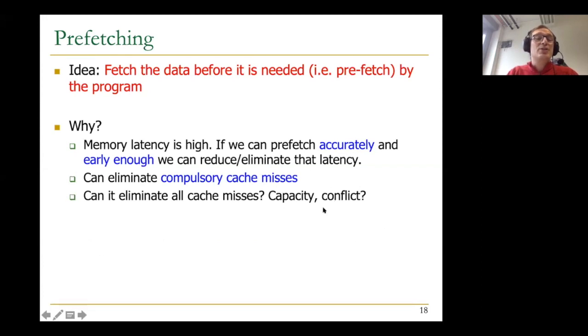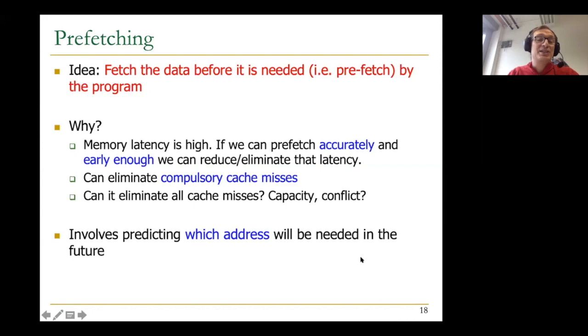So basically, we can eliminate all cache misses from the processor's perspective. Capacity, conflict, compulsory. You can get rid of all of them, potentially, of course. In practice, it's difficult to get rid of all of them. So clearly, this involves predicting which address will be needed in the future. And prefetching algorithms differ in how they predict which address will be needed in the future. And we will see a lot of different prefetching algorithms. Some of them are actually quite creative, in my opinion. But none of them actually work for all workloads, basically. To foreshadow, there's no single prefetching algorithm that's good for all workloads.